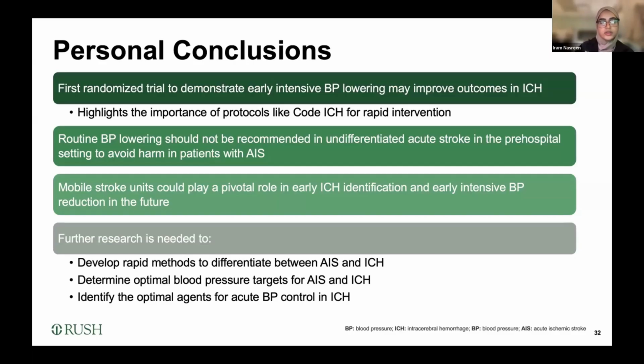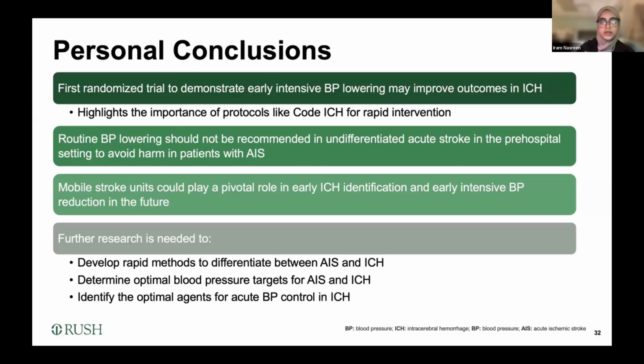For mobile stroke units, they could play a pivotal role in early ICH identification and early intensive blood pressure reduction in the future. They do have the ability to identify what kind of stroke a patient's having, and they do have the ability to carry drugs like nicardipine and be able to start that early on. But I do think there is still need for further research to develop rapid methods to differentiate between acute ischemic stroke and hemorrhagic stroke, especially because mobile stroke units are very expensive and not everyone's going to have availability for that.